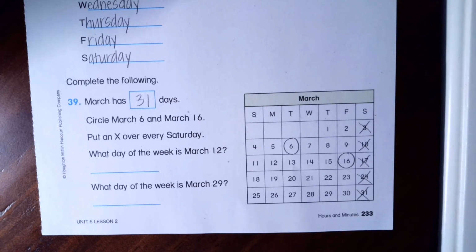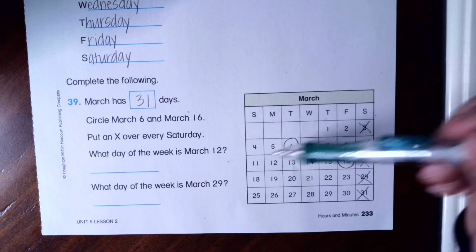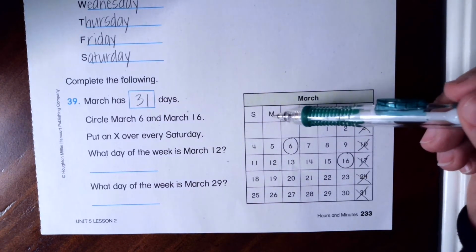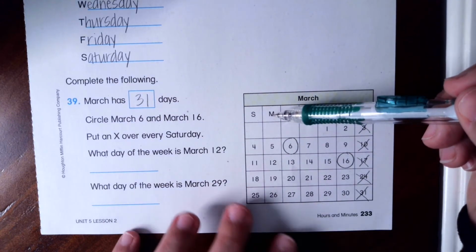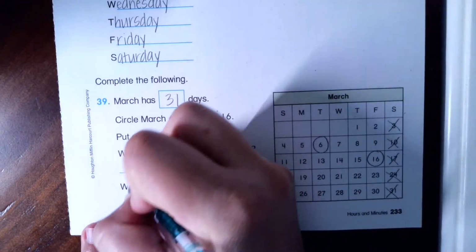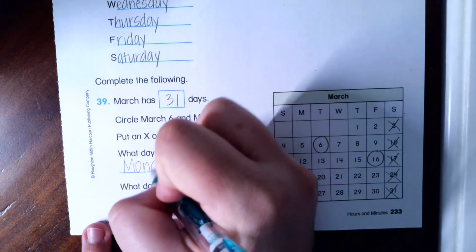Then it wants you to write what day of the week is March 12th. So find the number 12 right there and go up, and you can see that it starts with M, and we know that is a Monday. Don't forget to capitalize.